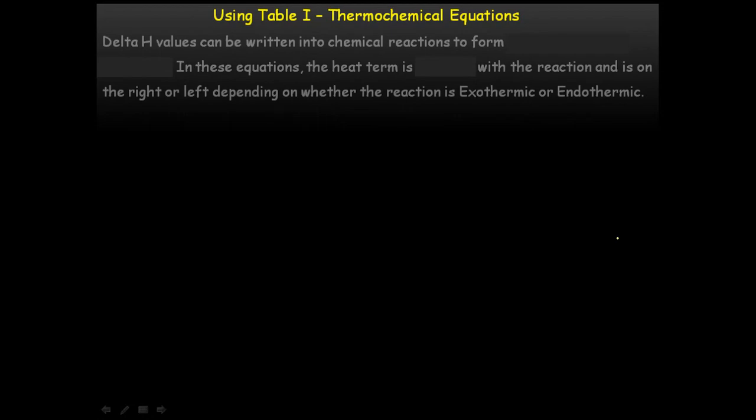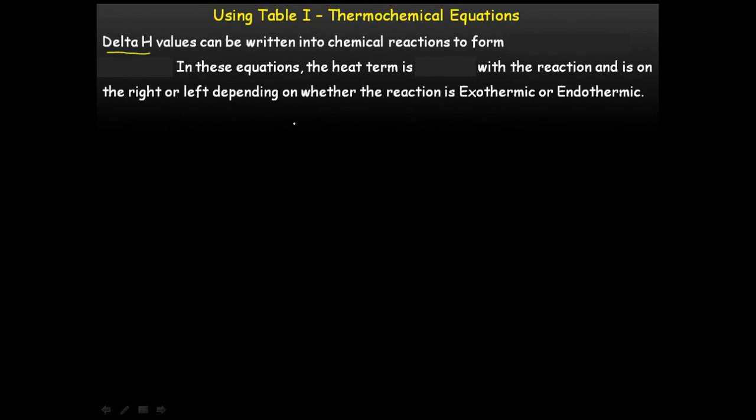All right, so really that's how you use it. Just a quick thing on thermochemical reactions. These are actually really easy to do. In fact, you've done both parts of this anyway. All right, so delta H values can be written now. So not only can we tabulate them like we did in table I, but we can also actually write them into the equation. All right, so when we do this, you're going to form something called a thermochemical equation.